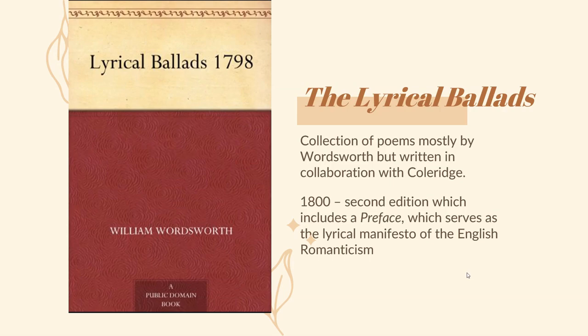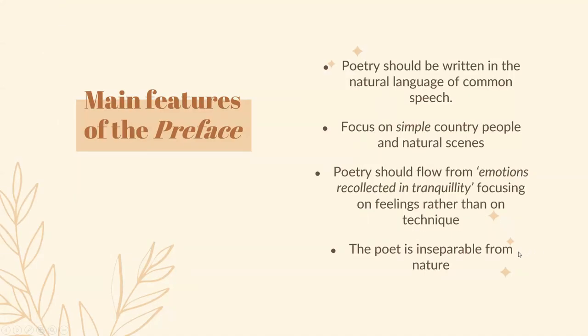They were ballads written with an easy language, the language of the people, because poetry was not about technique, it was about emotions and imagination. In 1800, they published a second edition, which includes a preface, which becomes the lyrical manifesto of English Romanticism. And obviously, we will not read the whole preface, but I have summed up the themes for you.